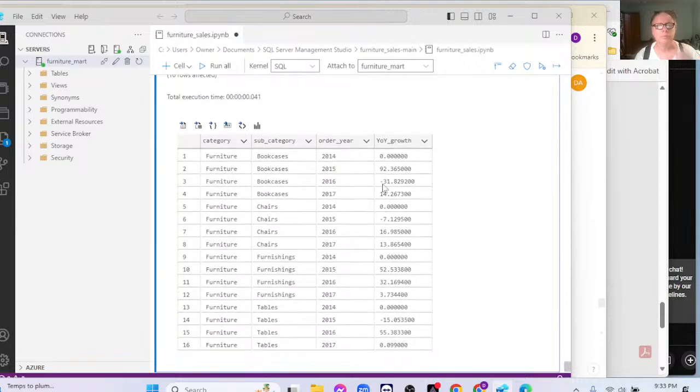This is going to be kind of interesting. What did I see down here? Lag. So lag means look back one year or one quarter. Okay. Look to the previous value.